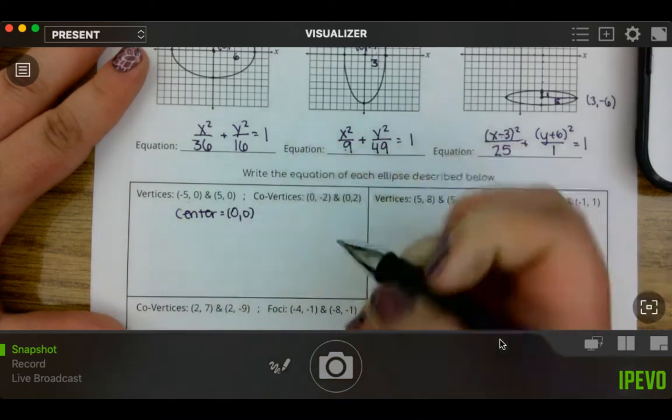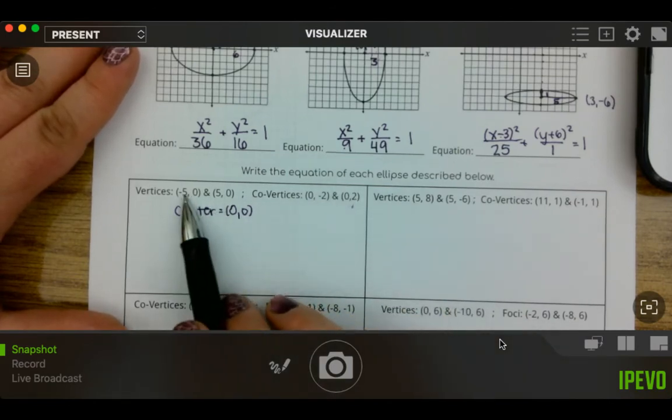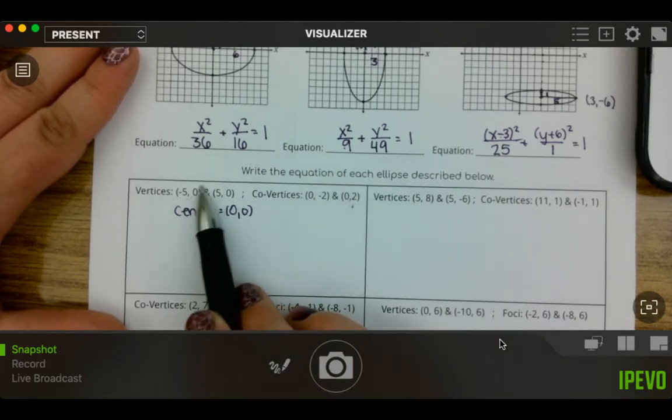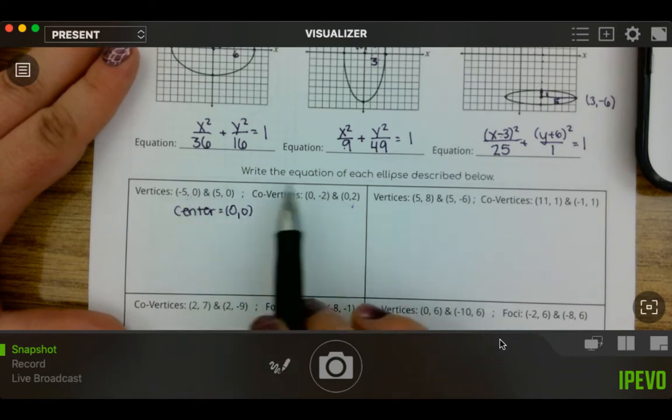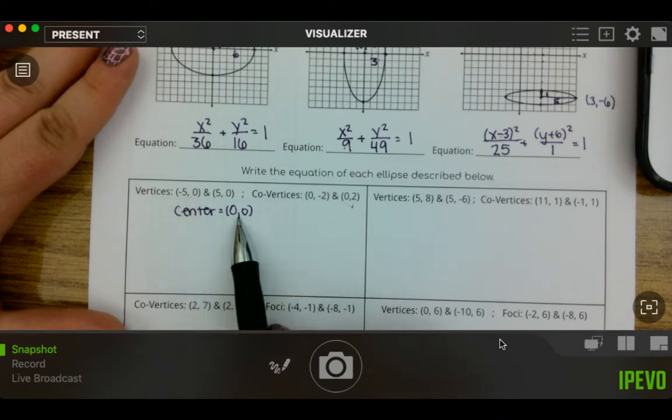So we have 0, 0. And halfway between these two is also 0. Also, halfway between 0 and 0 is 0. So you don't have to use both of them, but some people like to use this one for whichever one is changing to find the middle.